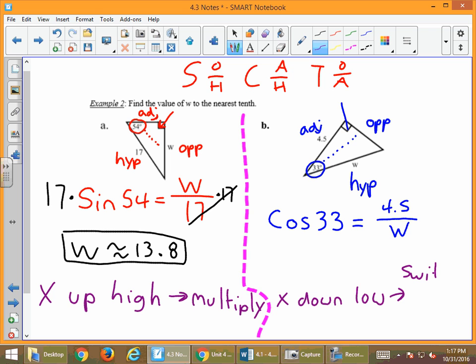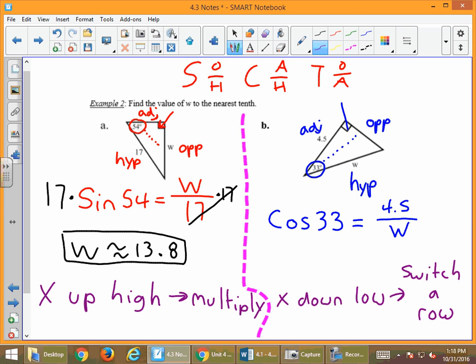Switch a row. X down low, switch a row. I could have rhymed anything else. Sounds pretty sweet though. And what that means is this: whatever is over here, X, the unknown, is down in the bottom, in the denominator.